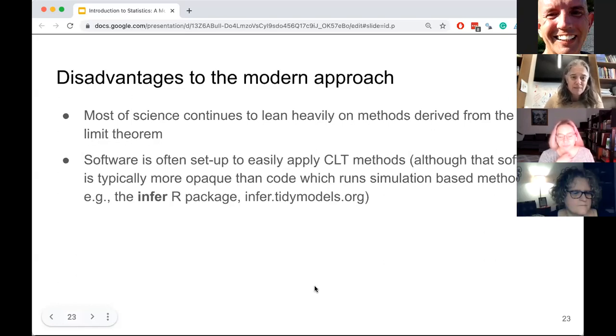In contrast, some of the newer packages, for example the infer package in R, really walk the students through the process of randomization or bootstrapping. So for example, it says you're going to specify a hypothesis, then you're going to generate, then you're going to calculate a statistic and whatnot. So it uses words that represent the action being taken.